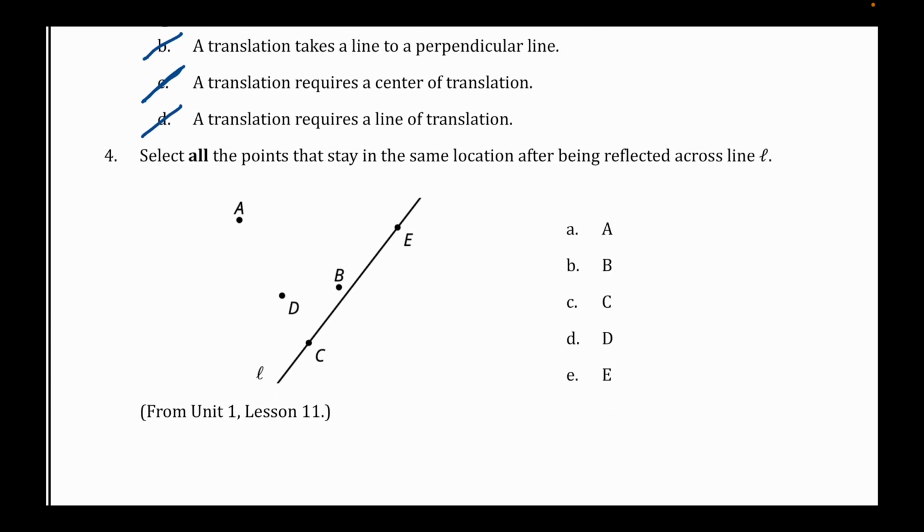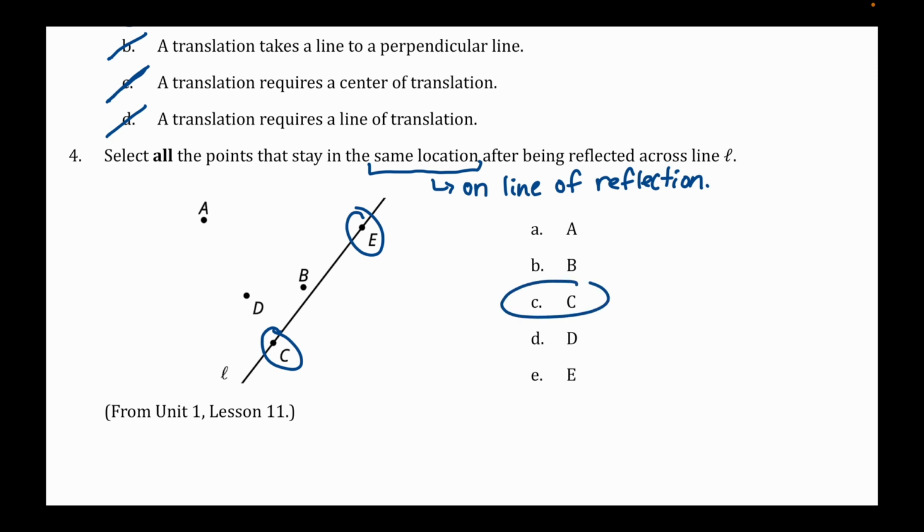For question 4, we are going to select all the points that stay in the same location after being reflected across line L. Well, line L is just the only line that's on this screen here for this question. And the only points that will stay in the same location are the ones that are on the line of reflection. So I'm going to write that note here: on line of reflection. It's not necessary to write that out in order to get the credit for this. It's just a little note to myself. So I see that those choices are C and E. So I'm going to say that C and E are the only ones who will stay in the same location.